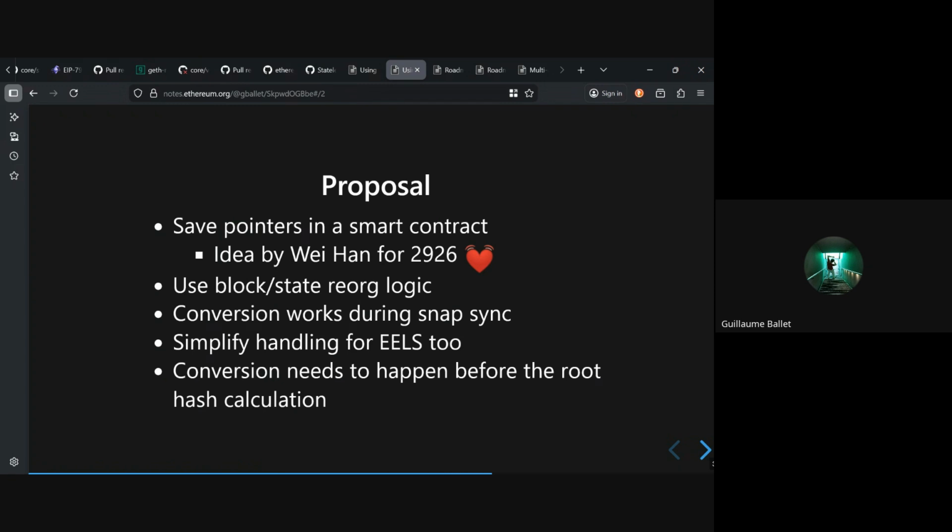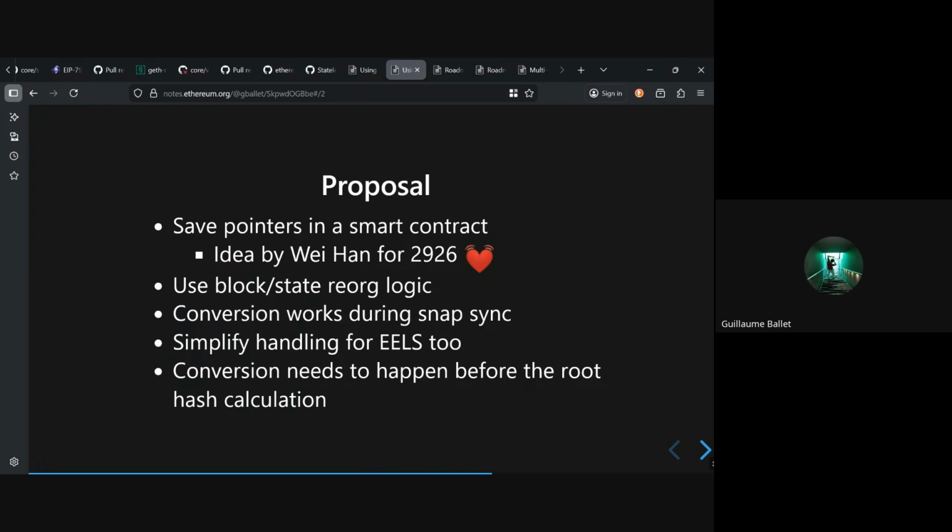This is what Weyhan proposed for 2926. It's to save the pointers in a smart contract. Initially, I thought that's a good idea for 2926 for AT32, but you can't really do this for a binary tree transition because you need to know the root beforehand.